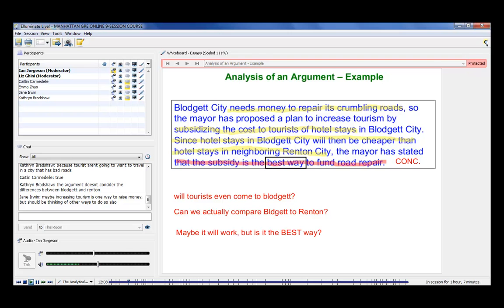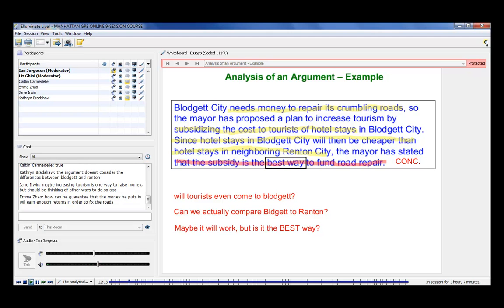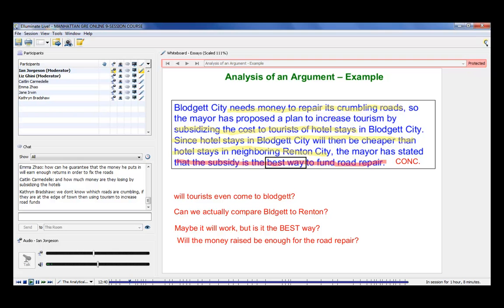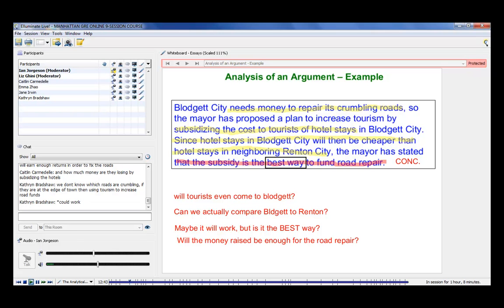So Jane, I think I kind of summarized what you just said. I agree with you totally. I summarized it as, maybe it will work, but is it the best way? Maybe we should be looking for other solutions. Yeah, Emma, I love that. Will the money raised be enough for the road repair? Yeah, I like that.